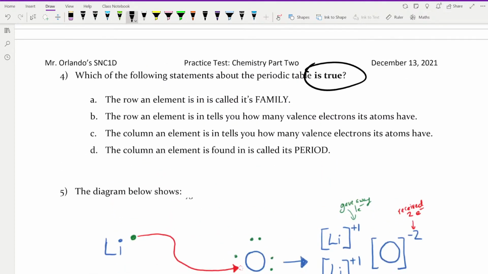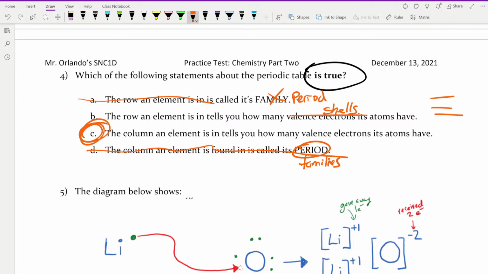Which of the following is true? So we're looking for a true statement. A row is called a family? No. They're called the periods. That also tells me right here that it can't be D because the columns are called the families. The row tells you how many valence electrons? That's true. The column tells you how many valence electrons. Oh, sorry. The row tells you how many shells. So the column tells us that. Yeah, we count over to know how many electrons.